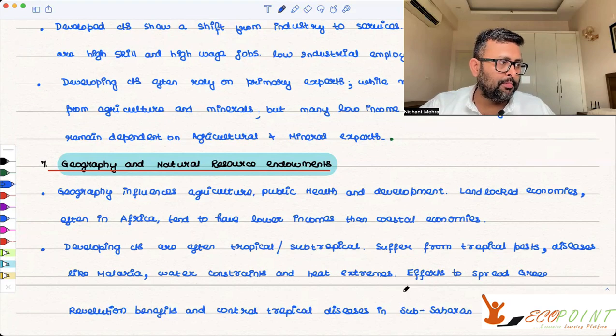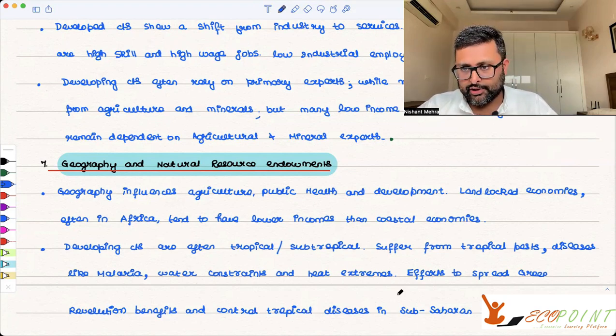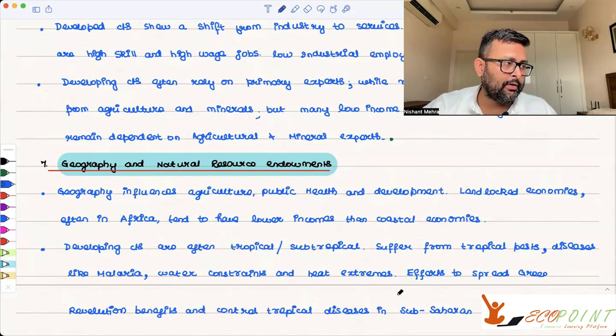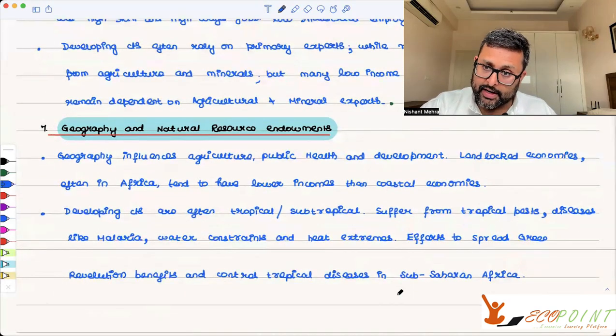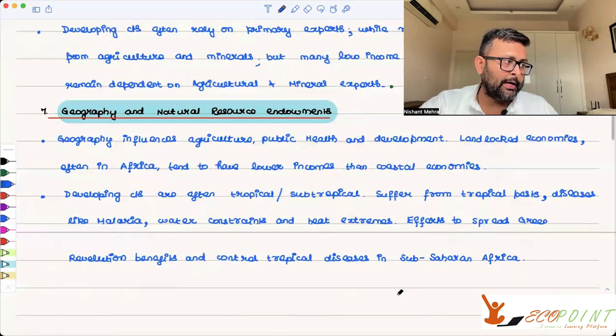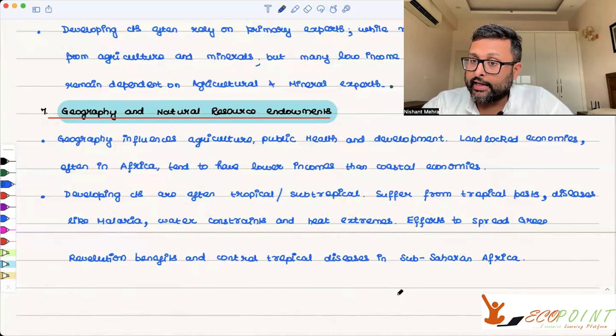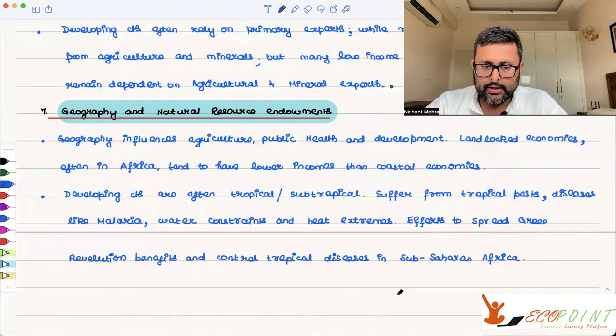Then you also have to see that many of these developing countries are and will be impacted by climate change, particularly the countries in Southeast Asia, right, and Africa. So these countries are impacted and will be impacted by climate change. And particularly in case the country has very low resource endowments, it is going to be even more negatively impacted by climate change, right?